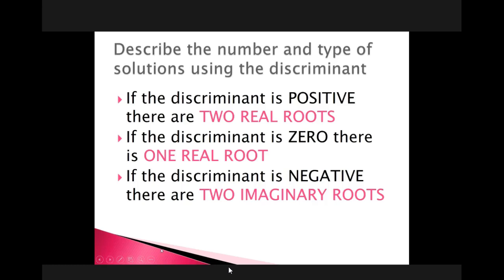Okay, if the discriminant is positive, then there are 2 real roots. If the discriminant is 0, then there is 1 real root. And if the discriminant is negative, then there are 2 imaginary roots.